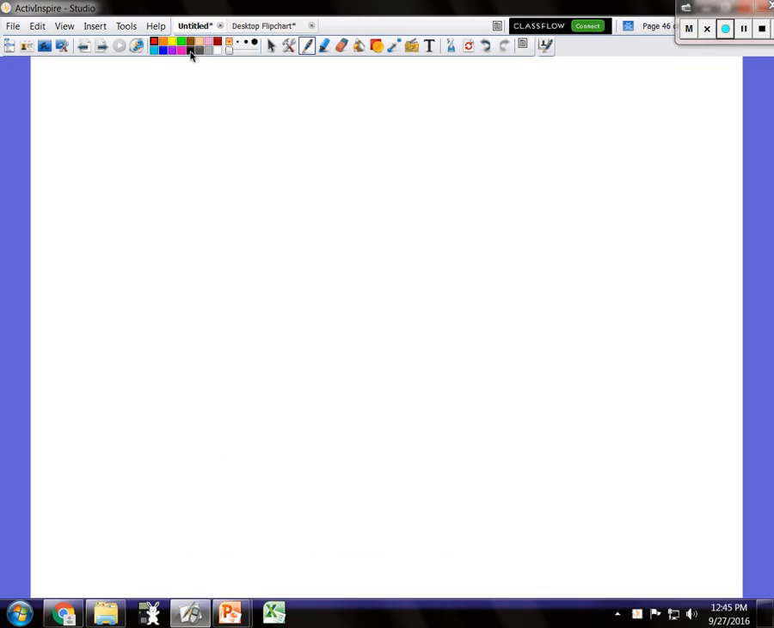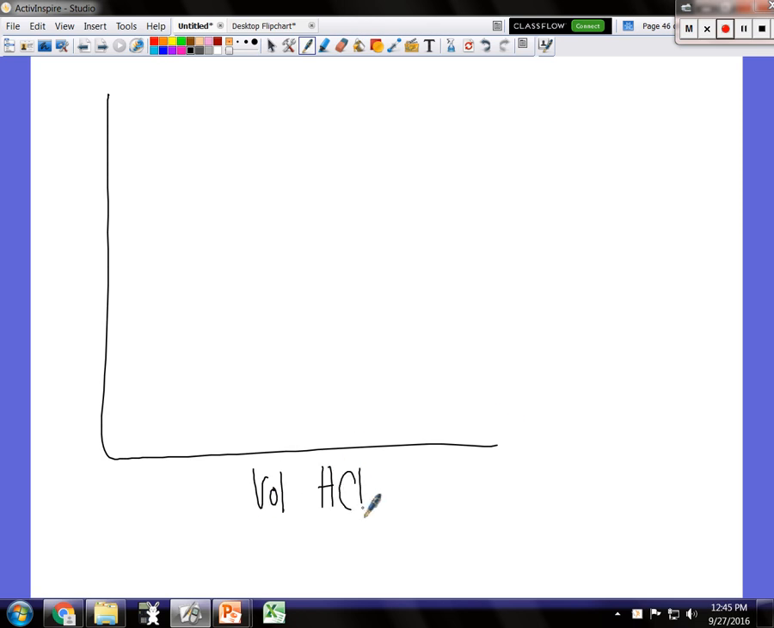So here's kind of what a graph would look like. Now, is this strong versus strong, yes or no? Yes. At what point was it neutralized? What volume was it neutralized? Okay, so we're going to pretend that this is 25. So at about right here, it's going to be your center dot, right?